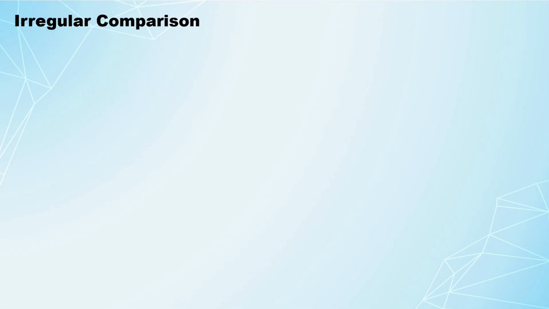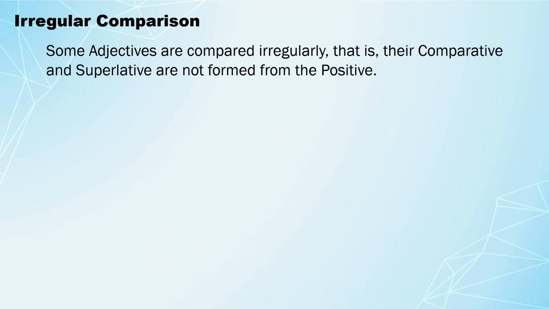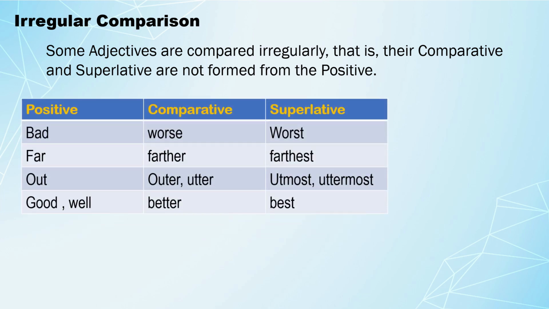Let's see the irregular comparison. Some adjectives are compared irregularly. That is, their comparative and superlative are not formed from the positive. Let's see the example. Bad, it is in the positive form. For comparative, worse, and for superlative, worst. Far for positive, farther for comparative, and farthest for superlative.